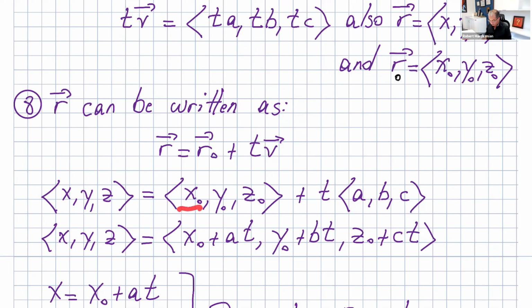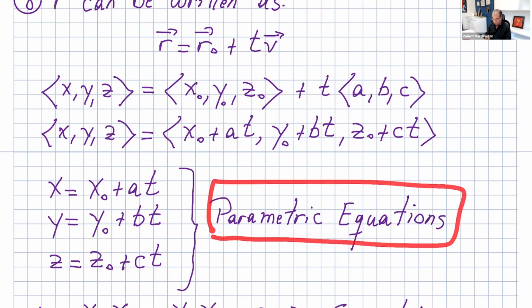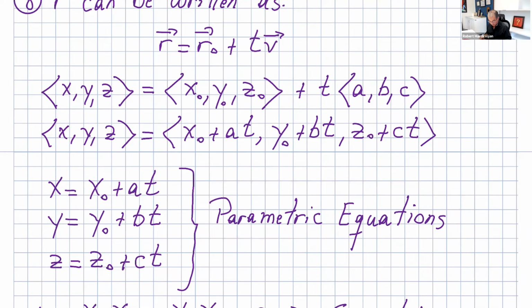So if I add X0 to T times A, I have X0 plus AT. Same for the Y component, so you have Y0 plus BT and Z0 plus CT. Now, if we separate them, the X component of this vector is the X component of that vector, because the vectors are equal. So X can be written as X0 plus AT, Y as Y0 plus BT, and Z as Z0 plus CT. These are called the parametric equations of a line.